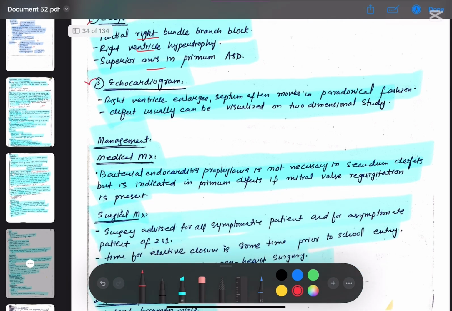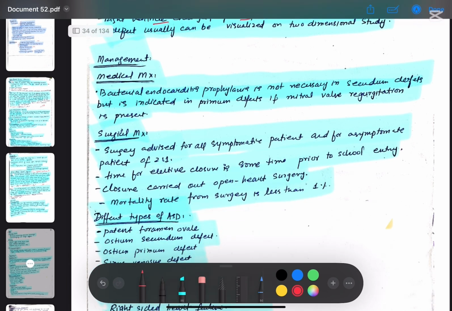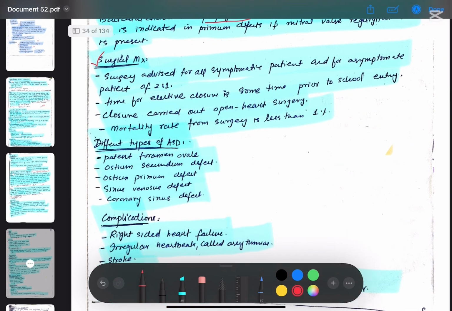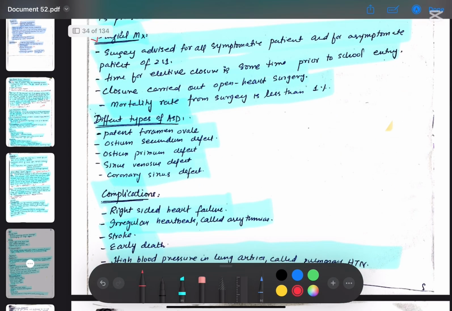On echo, right ventricle is enlarged and septum often moves in paradoxical fashion, and the management options are medical management and surgical management. The medical management is prophylactic antibiotics given for endocarditis in case of primum defect, and surgically for all symptomatic patients, and for asymptomatic patients, elective closure sometime prior to school entry, and closure is carried out by open heart surgery. Mortality rate is only 1%.